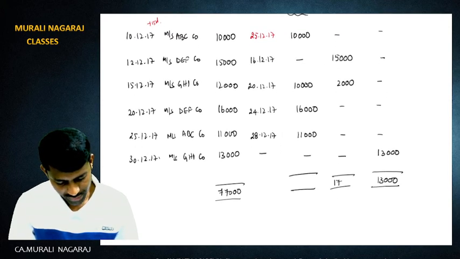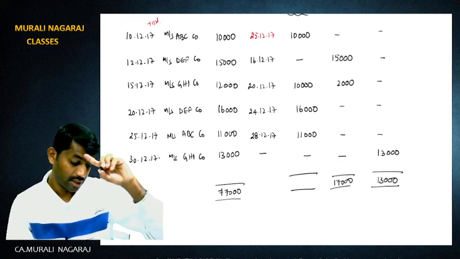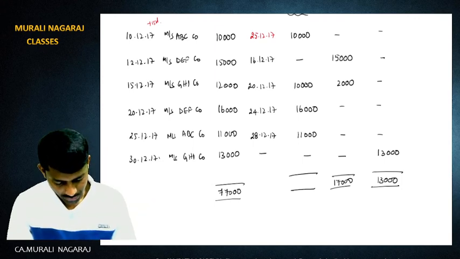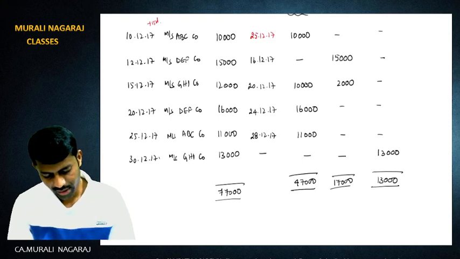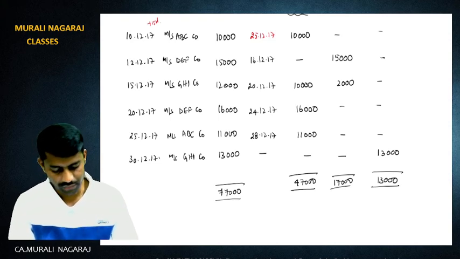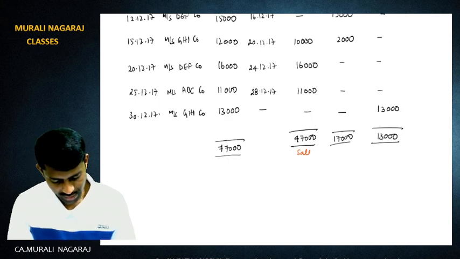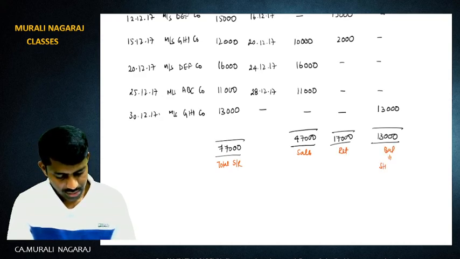Returned is 17,000. So therefore 17 plus 13, total it is 30,000 is gone. So therefore 47,000 is sales. 47,000 is sales. Correct? So this is sales. This is total sale or return. It is sales. It is returns. This is balance, which is stock with customer.